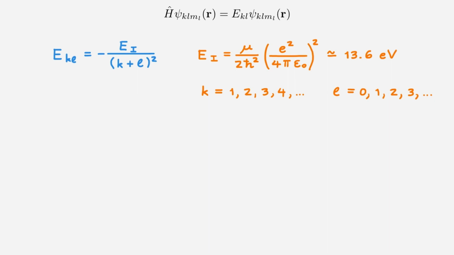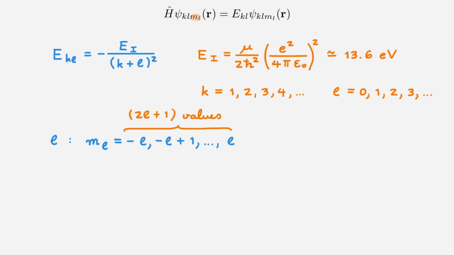Looking at the eigenvalue equation at the top, we see that the eigenstates are labelled by an additional quantum number ml, which does not appear in the eigenvalues. Remembering that for a given L, the possible values of ml are -L, -L plus 1, and so on in steps of 1 all the way to L, then we can conclude that for every L, there are 2L plus 1 distinct values of ml.